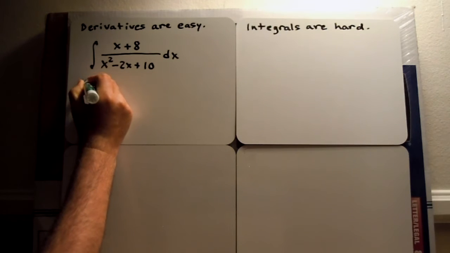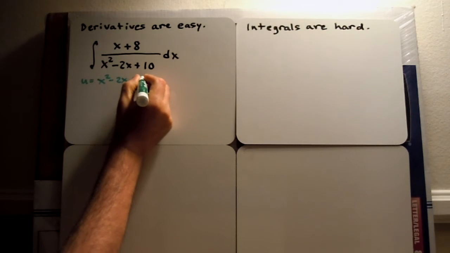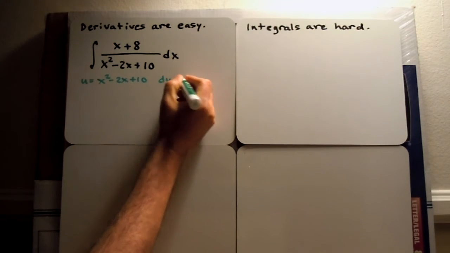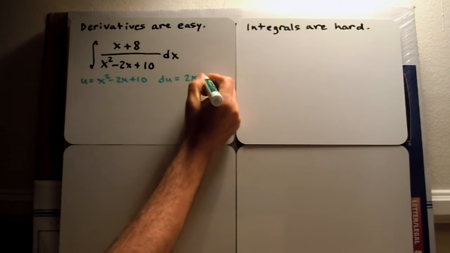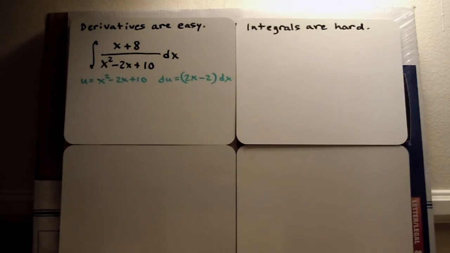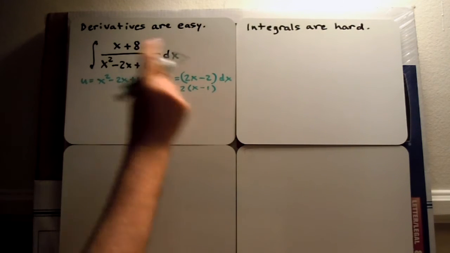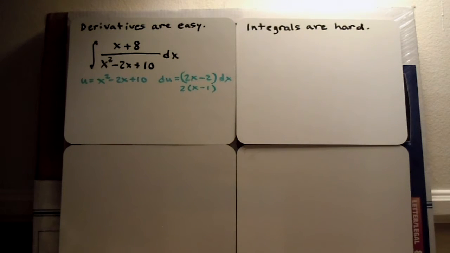So if we think of the u being x squared minus 2x plus 10, the proper du would be 2x minus 2 dx. So it looks like we're close, that at least we have the x. So if we were to multiply that by 2, we could at least have the 2x. So it would have been nice if it was x minus 1, but it's not. It's x plus 8.